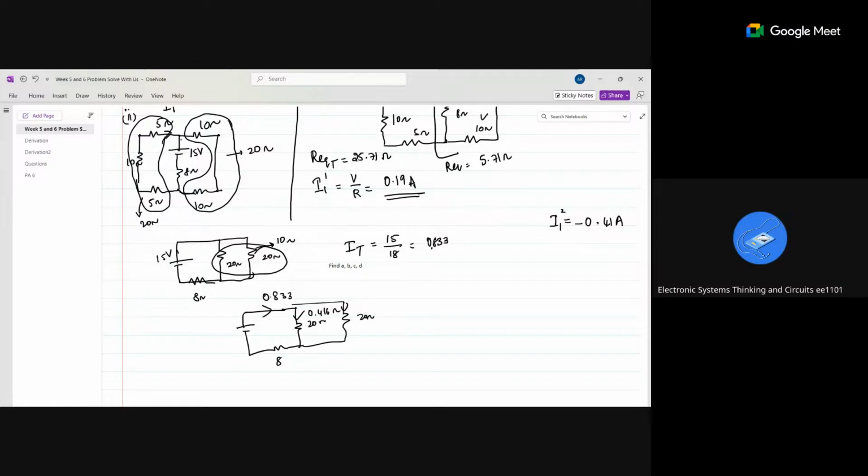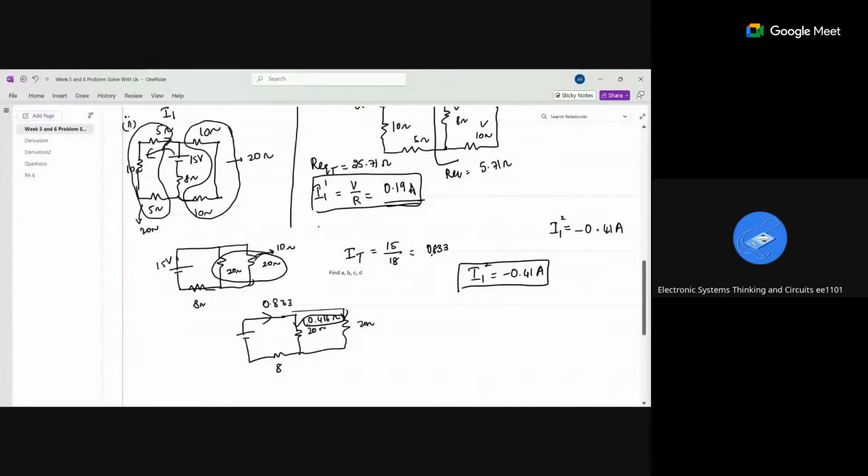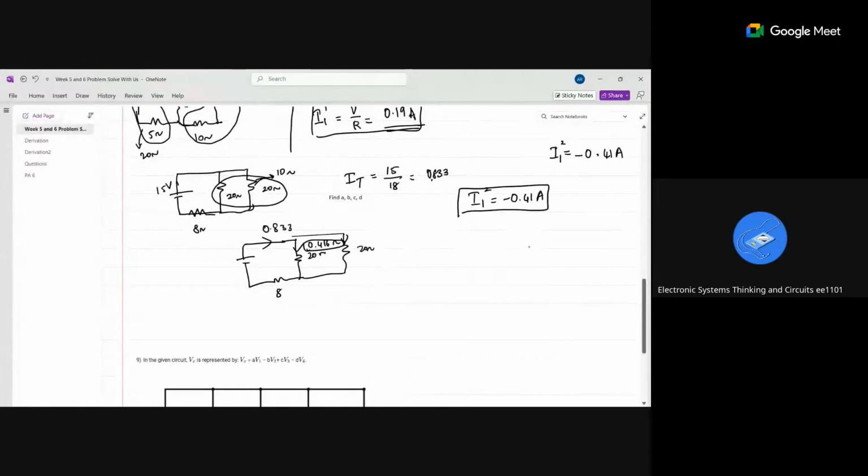So the current is actually flowing in this direction in our case, what we found. But the sign convention is in the opposite direction, so we are putting minus. The answer is minus 0.41 ampere. So we have found two currents. Now we'll find the third current also.